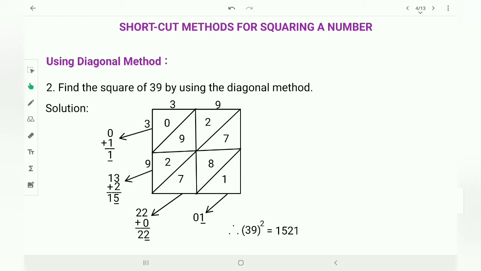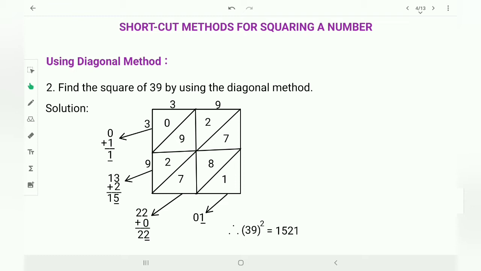So this 3 is before the first row, and you have to multiply it by the 3 and 9 which are in the first column and second column. Okay, now multiply this 9 by 3 and again 9 by 9 and write in these triangles. 9 3s are 27, 2 here and 7 in the next triangle. 9 9s are 81, 8 here and 1 in the next triangle.